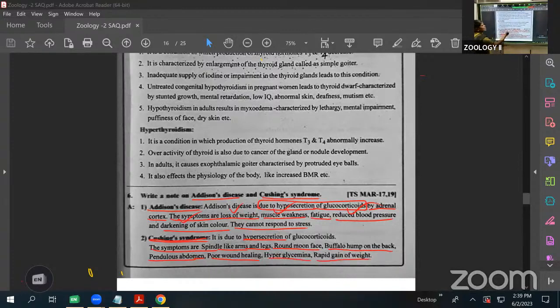Here, the simple difference is weight. In Addison syndrome, you lose weight. In Cushing syndrome, there is rapid gaining of weight. That is the main symptom.